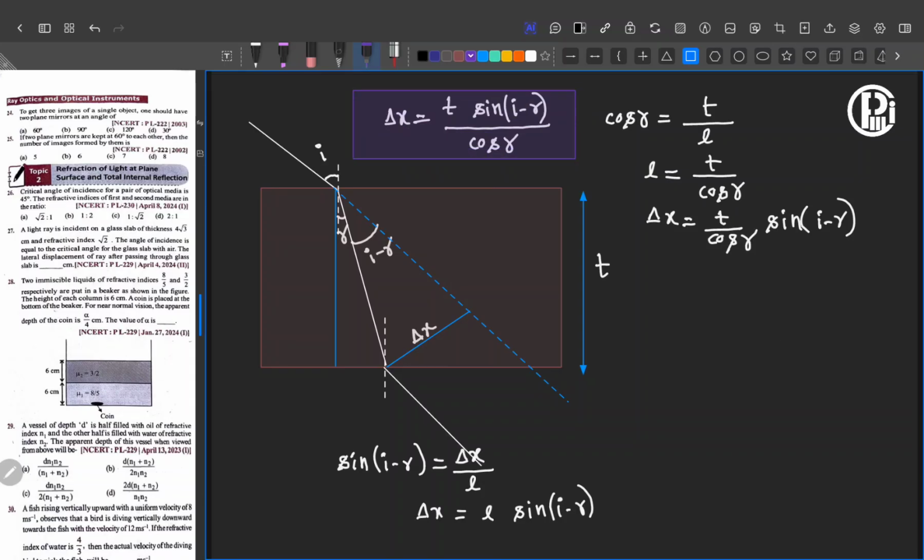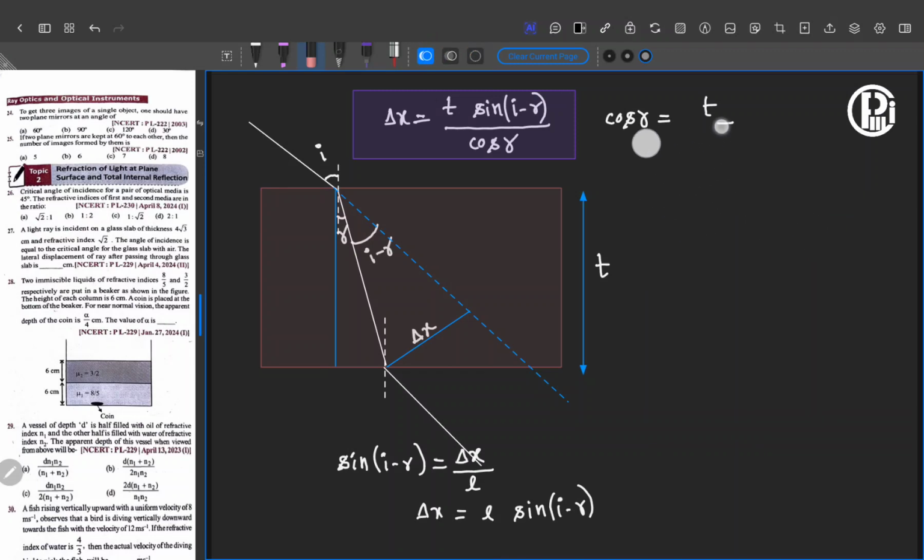That was the lateral shift formula, right? Clear? So check it once. Now look at the problem. The problem is this one.